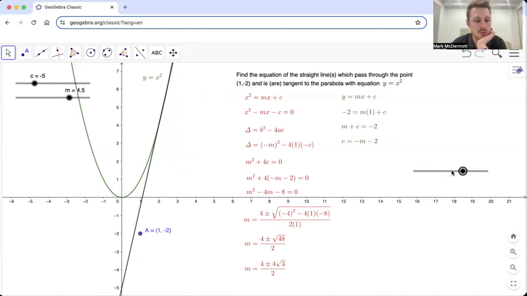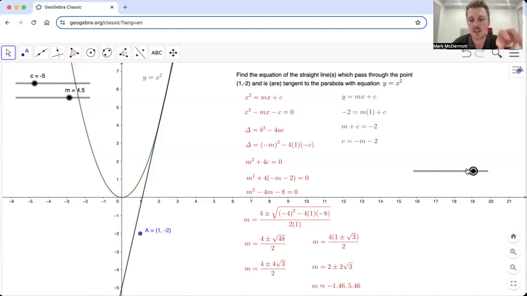The square root of 48 is 4 root 3. And then we take a 4 out as a factor of the numerator. So we get 4 times 1 plus or minus root 3. 4 cancels in the numerator and the denominator. So we get 2 plus or minus 2 root 3 as both our solutions for m. And just so we can get a feel for it, it's around -1.46 and 5.46. That's what those numbers are approximately equal to.